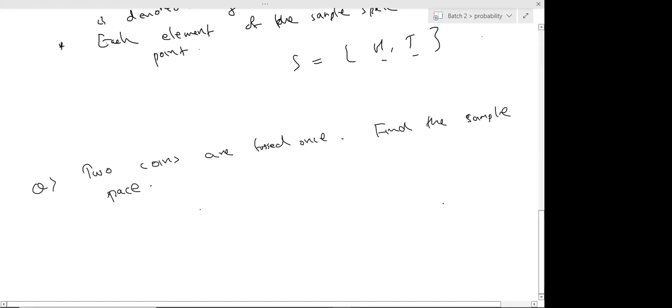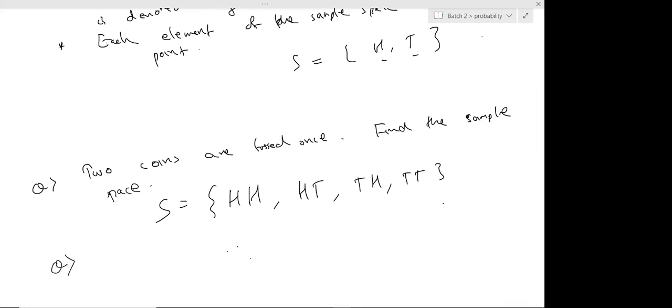All right. What will be the answer here? If you toss two coins, then you can get either heads-heads, heads-tails, tails-heads, or tails-tails. So this will be the sample space for this experiment. Clear, everyone? Okay, I hope it's clear. Next question.